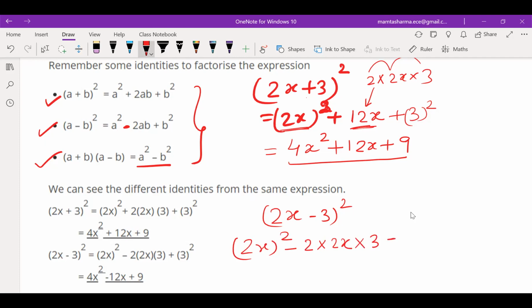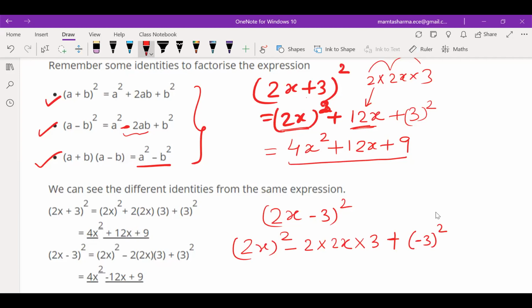Plus or minus? Minus, ma'am. No, don't confuse. Here, see, a square minus 2ab, only the minus sign will come with the 2ab term. But we have minus 3 whole square, so write a plus sign here. After that, take the square of minus 3. When you take the square of minus, it will be plus only.